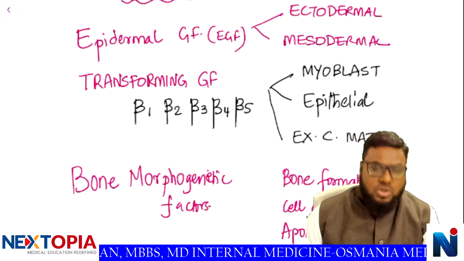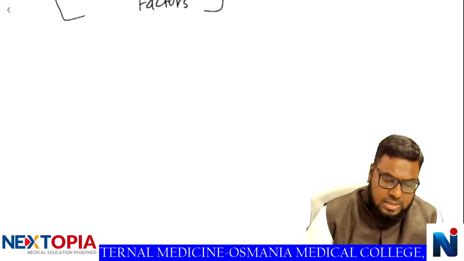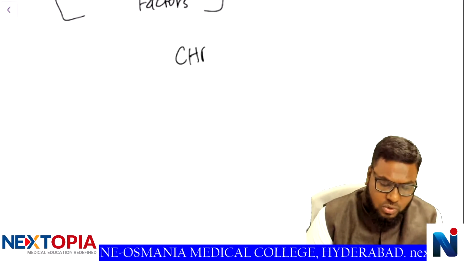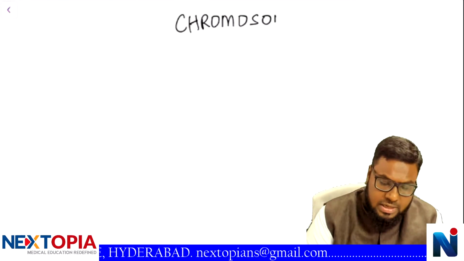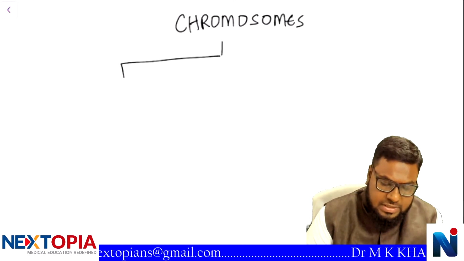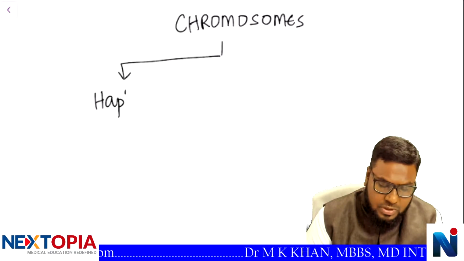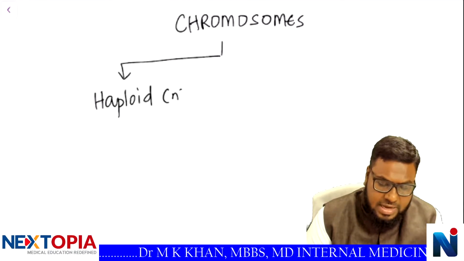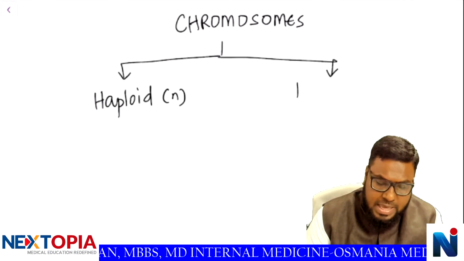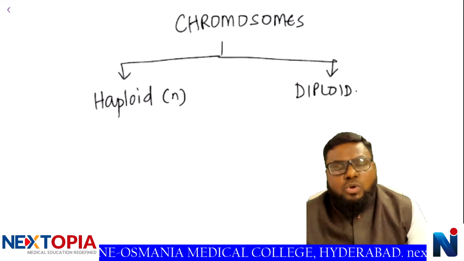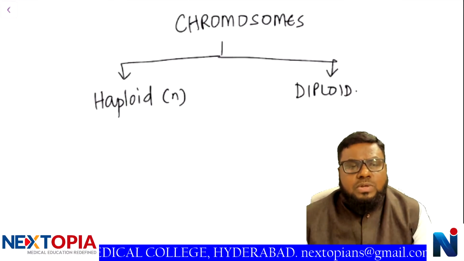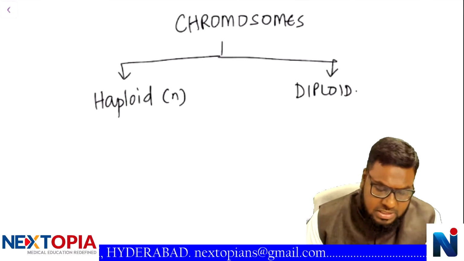Next, let us talk about the chromosomes. A single set of chromosomes is called a haploid set. Two sets of chromosomes we call a diploid set. If it is single, you call it haploid. The haploid set is termed N. And if it is paired, double, you call it a diploid chromosome set. The number of chromosomes in each cell is fixed in every species. In human beings, it is 46.